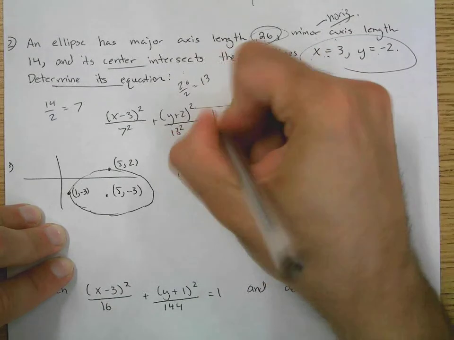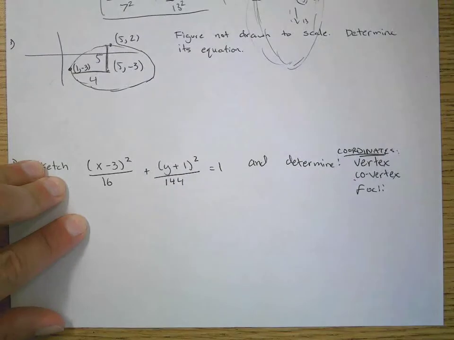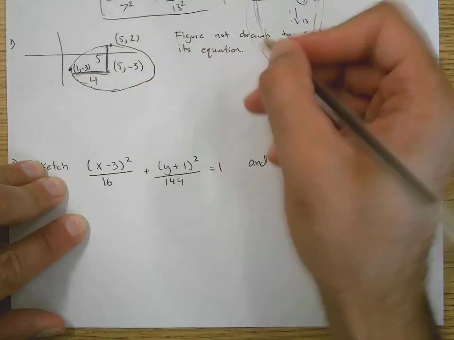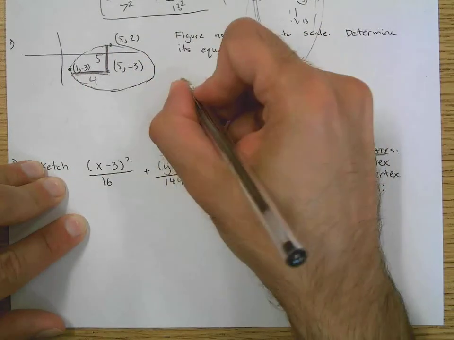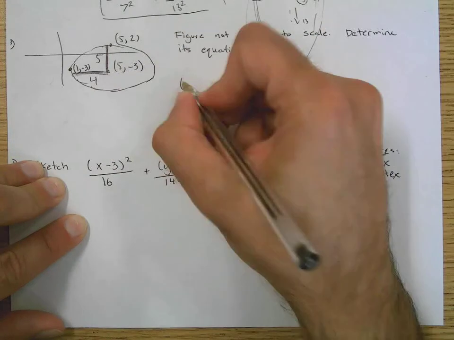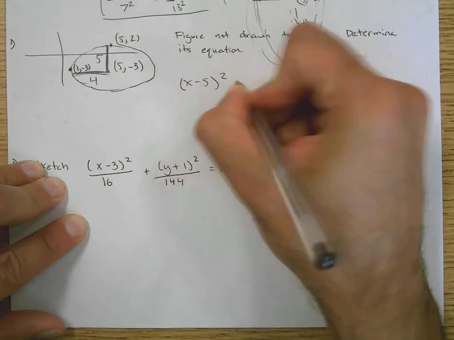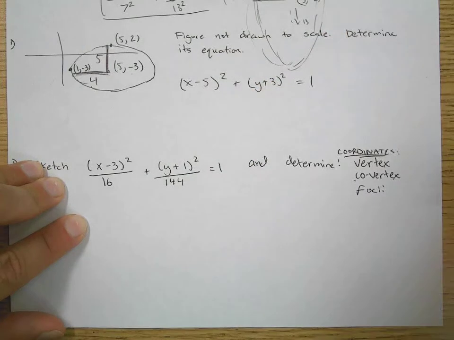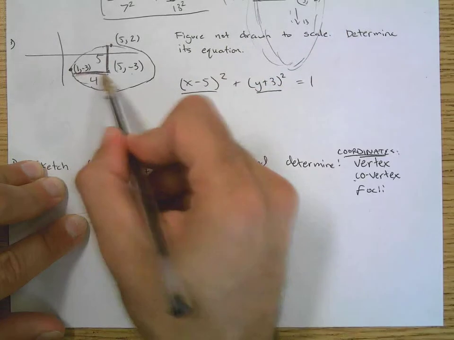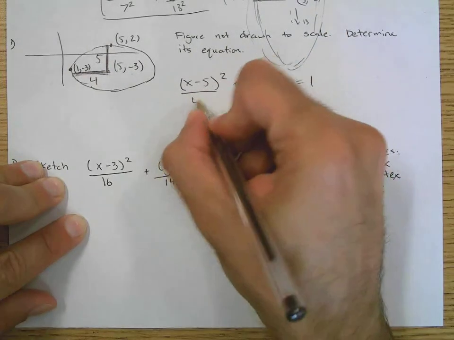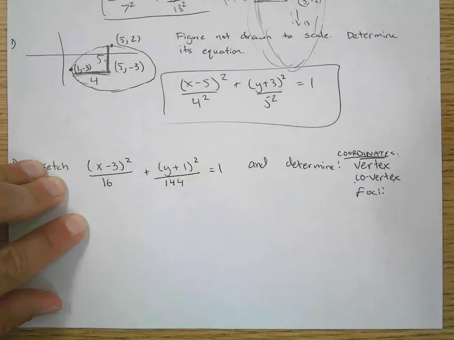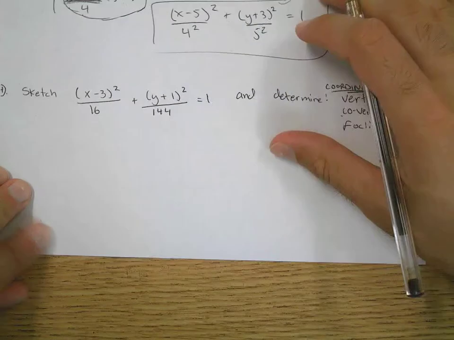So here what I've done is simply labeled the distance. This distance is 4, this distance is 5, right? The 5 is the longer one. I'm centered at x minus 5, y plus 3. The x distance, how much is it? Yeah, it's 4 squared. Y distance, 5 squared. Boom, done. For the next problem, this guy, 4 squared, 12 squared.